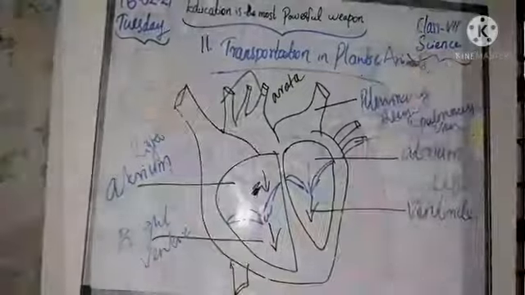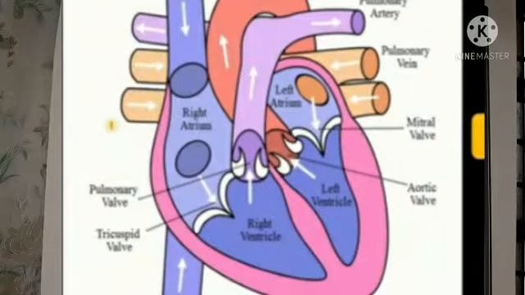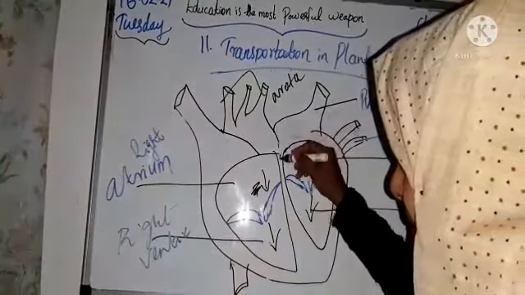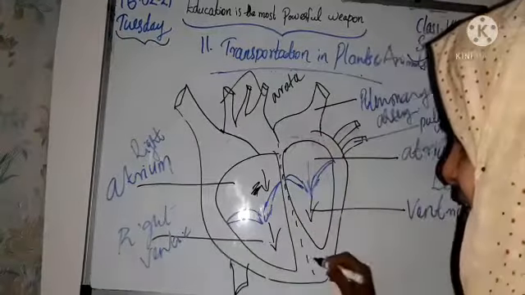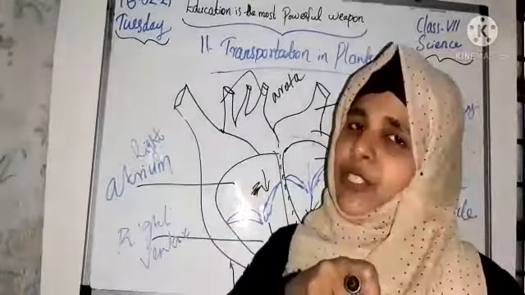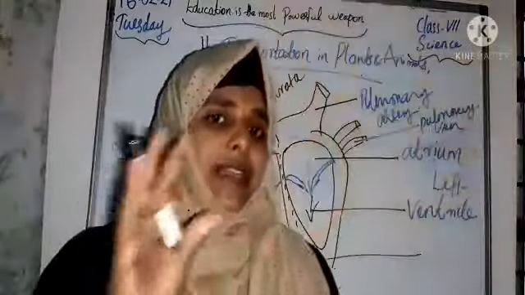Clear all of you? So students, I am going to ask one question. What will happen if the oxygen rich blood and carbon dioxide rich blood mix with each other? Yes, I know you know the answer because one partition we can see here, right? This partition helps in avoiding the mixing of carbon dioxide rich blood and oxygen rich blood.